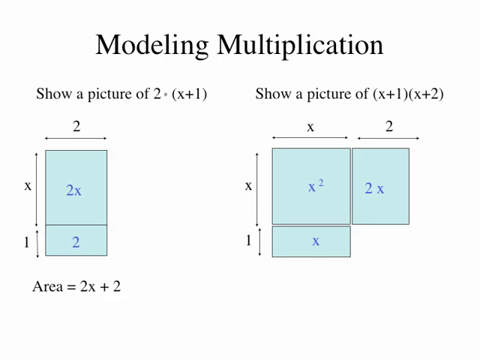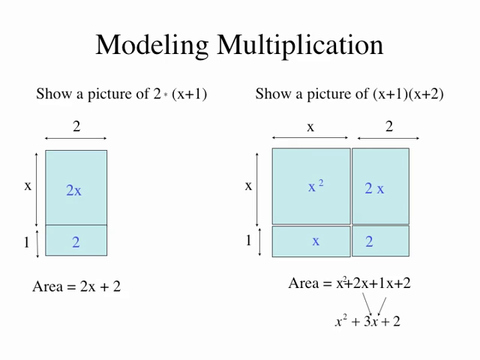And the last rectangle has a width of 2 and a height of 1, so its area is simply 2 times 1, or 2. So if we add together the area of all 4 of these rectangles, we would get x squared plus 2x plus 1x plus 2. We can do a little bit of combining of like terms here, and when we do that, we see that the total area is x squared plus 3x plus 2.